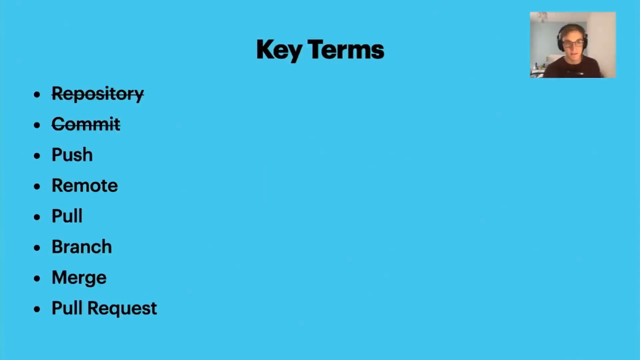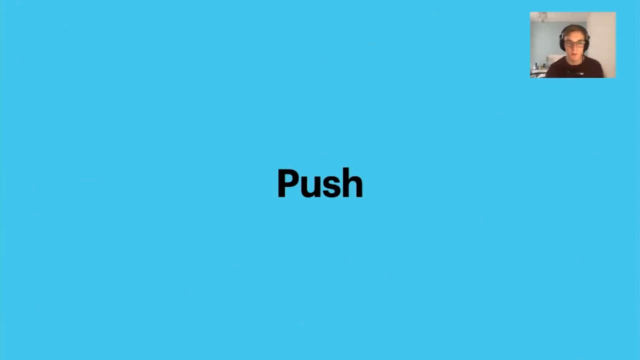Next on our list is push. Pushing is when we send the commits to the server, storing another copy of the repository. In this case, GitHub will be storing another version of our repository, our folder, our code base. Think of this like a sync button on Google Drive or OneDrive that makes sure that your local folder matches the one in the cloud.